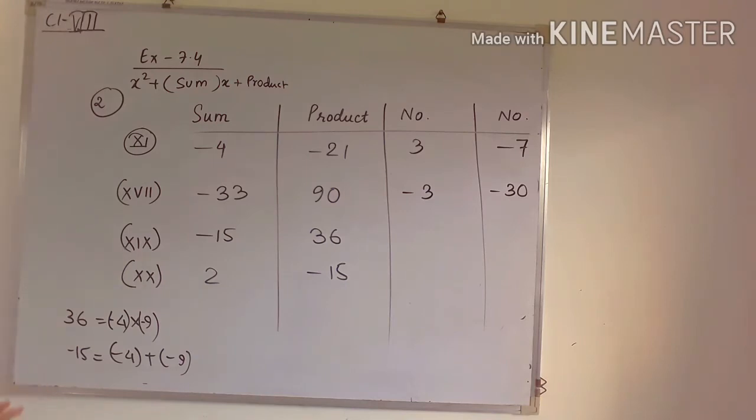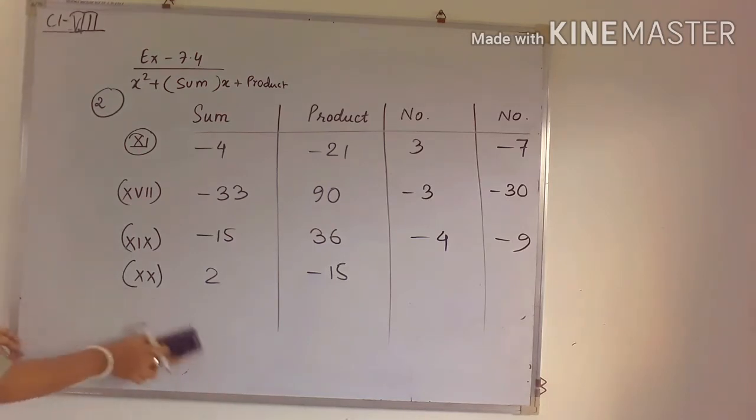So there is no particular formula for it. You have to practice, okay. You have to see it, okay. After practicing, you can easily get an idea that which number we have to take, okay. So see the next number. Next is the sum is 2, the product is minus 15.